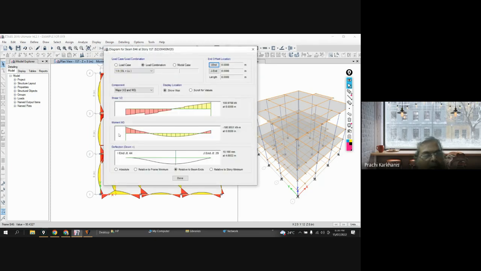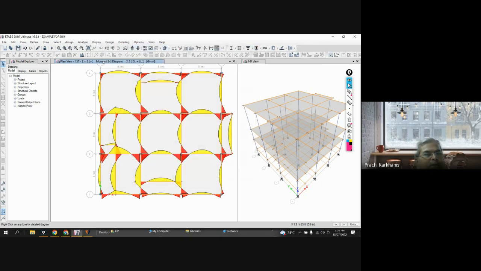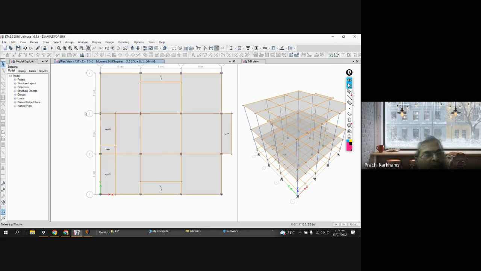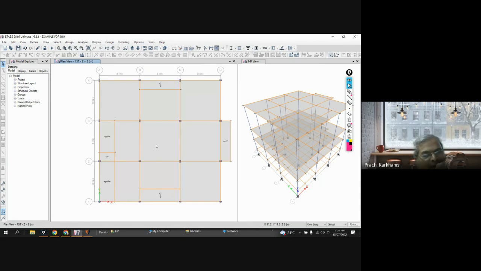And now if I right click, you will see that it is also showing some negative moment over here, some negative moment over here, and in between there is a positive bending moment. Actually, I don't need that because I want to design it as a simply supported beam. But the software is not considering that because we have not taken enough care to release the moment M3 on both ends while modeling the structure. Let's see that.